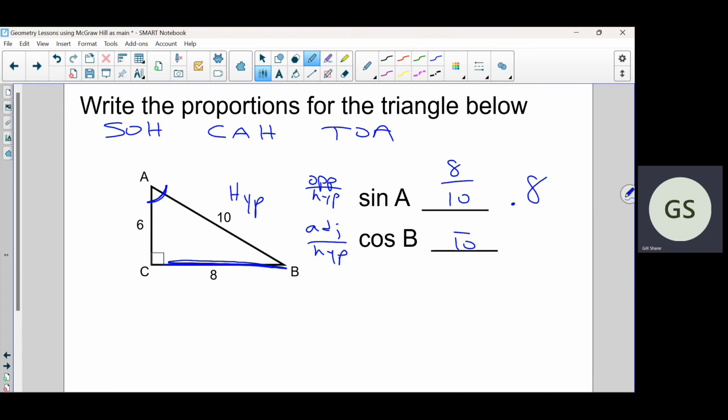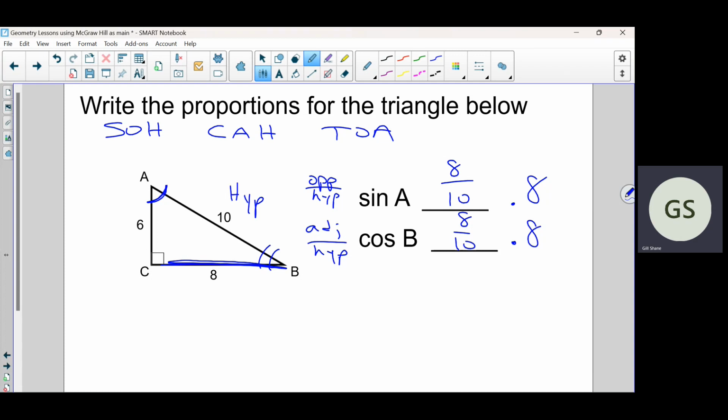Now for the cosine of B, when we find adjacent, we have to look from angle B. So what is adjacent for angle B? Since it's B, the hypotenuse would not be. It's also 8, right? It's not the opposite. Opposite for B would have been 6, but we want adjacent, so adjacent is 8. So it's the same number. The reason I'm showing you this is because that happens all the time.